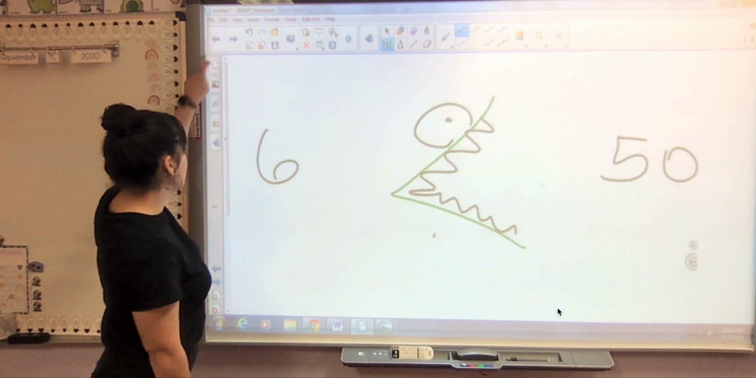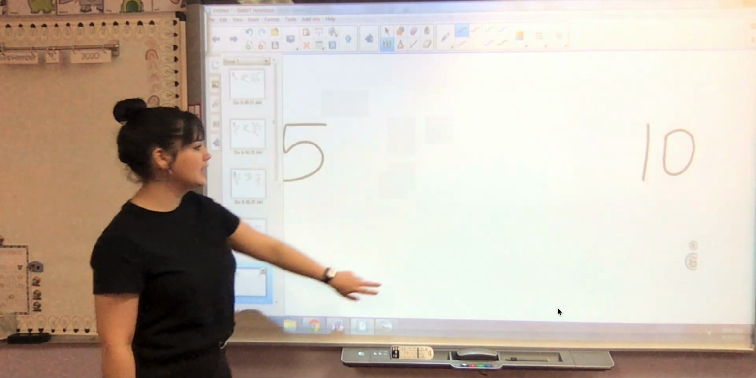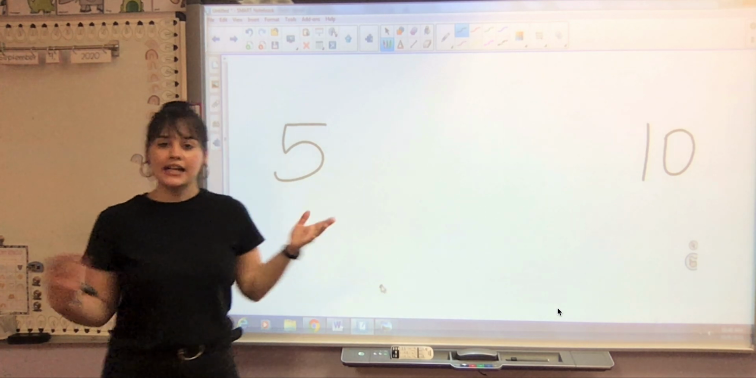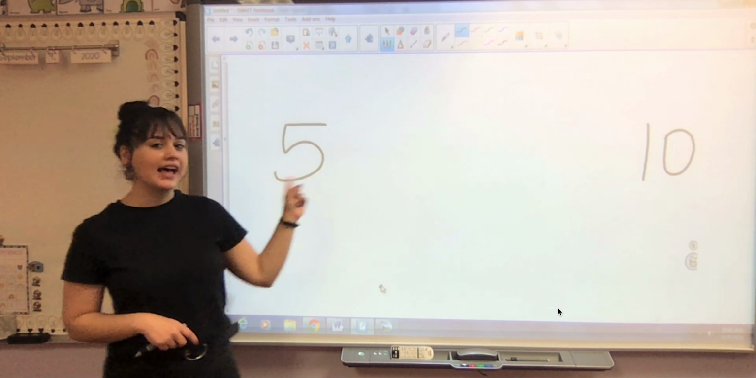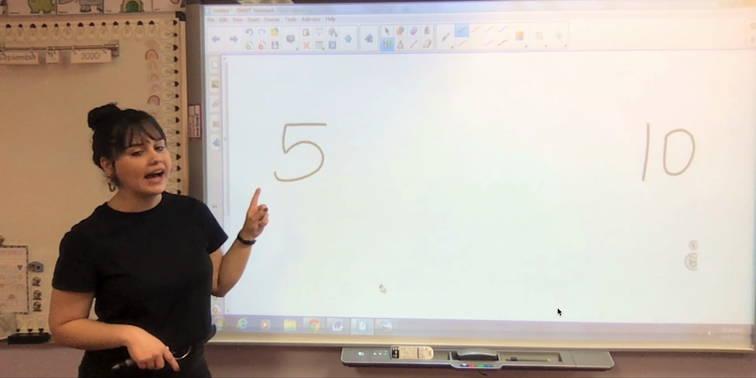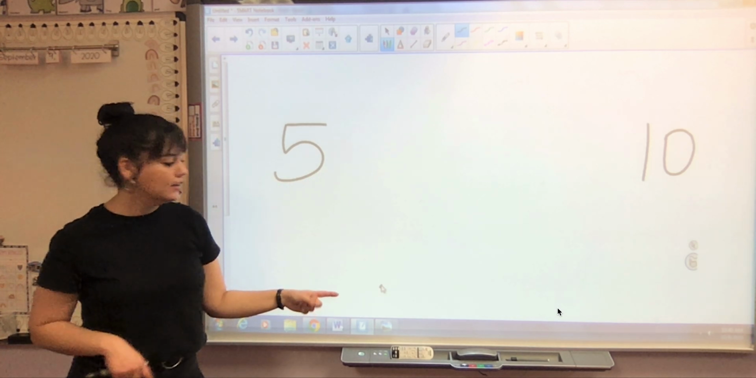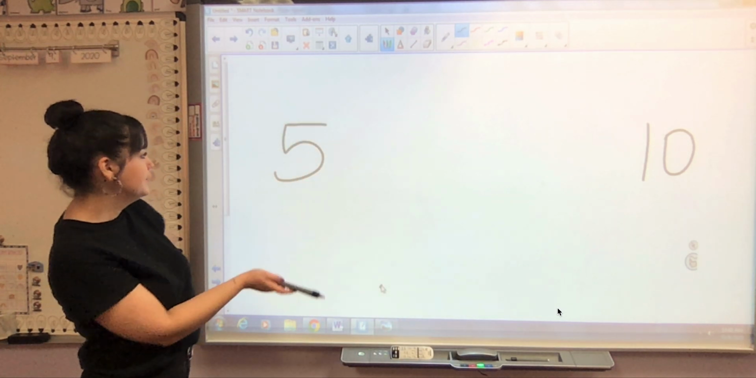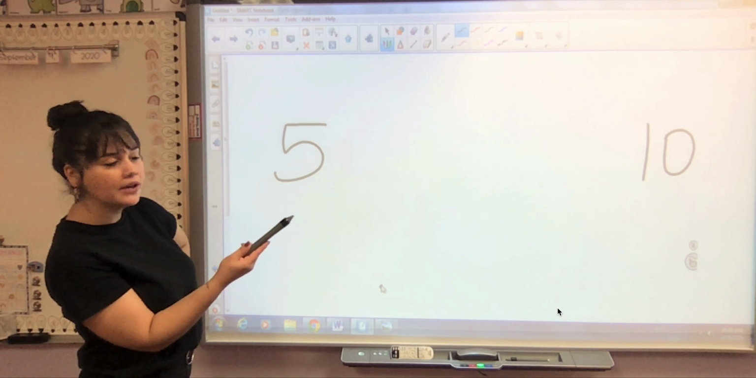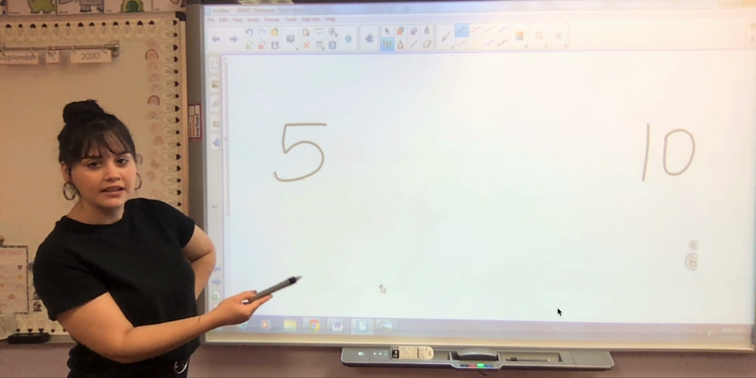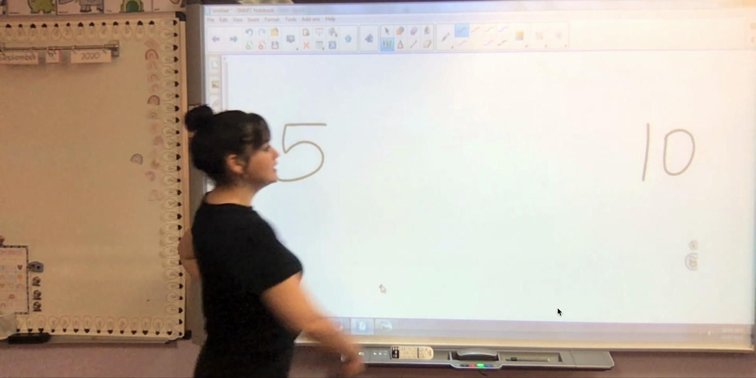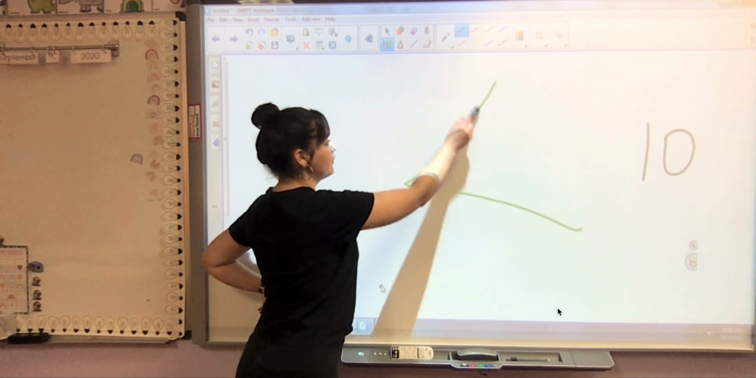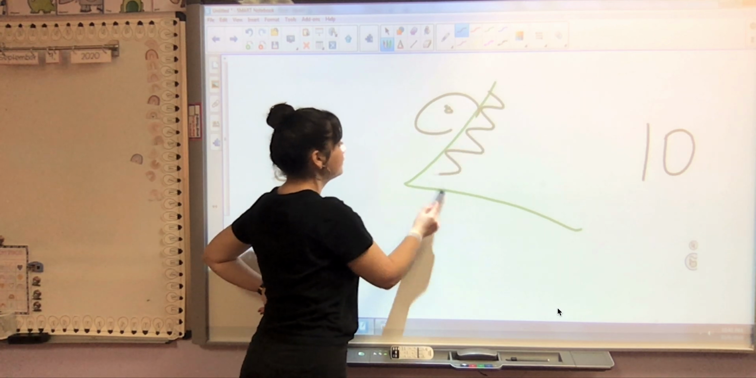Let's keep going and do a couple more examples. Here we have 5 and 10. Let's figure out, is the 5 less than 10, or is the 5 greater than 10? Well, let's find out. Does my alligator want to eat 5 of something, or does he want to eat 10 of something? I think he wants to eat 10 of something, because he always looks for the greatest number.